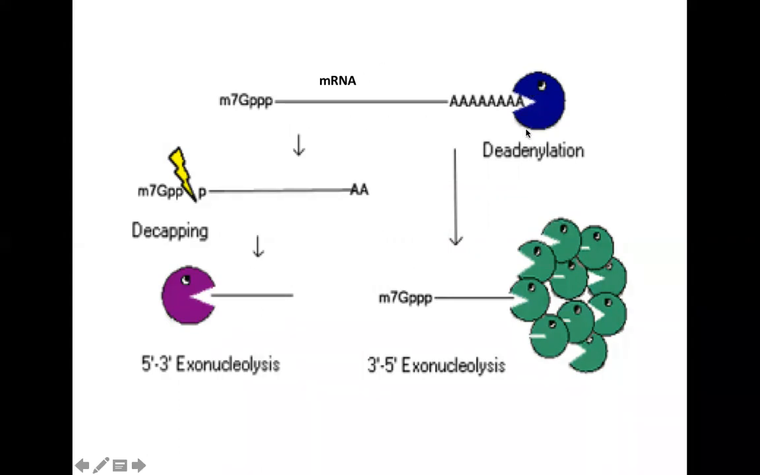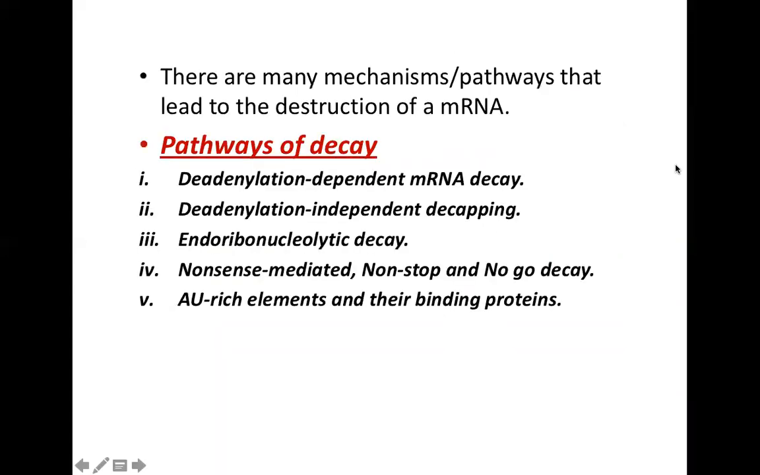So we have deadenylation-dependent mRNA decay, deadenylation-independent mRNA decay. We will talk about the endoribonucleolytic decay. Then we have the fourth type, where we say nonsense-mediated decay or non-stop and no-go decay. That's what Sirat asked about.